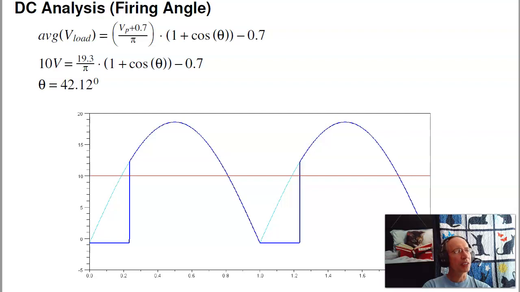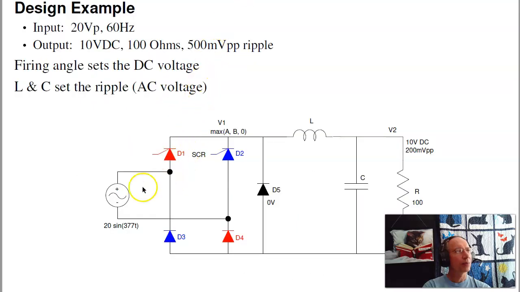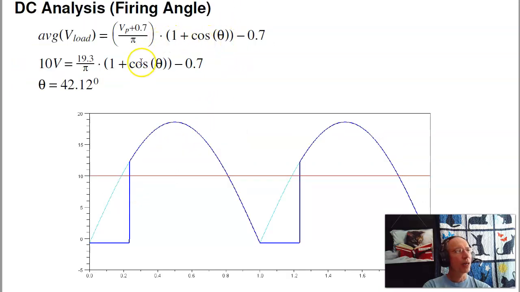The first part is to set the firing angle. I want the average voltage to be 10 volts. The peak is 19.3. That's the 20 volt peak minus 0.7 volts through a diode. Shifted by another 0.7. Basically, the voltage goes down to minus 0.7. If I shift everything up by 0.7, then the peak is 19.3. Then shift it down by 0.7 to take care of that offset. That's the equation for the voltage. The average voltage should be 10. Solve for the firing angle, and I get 42.12 degrees.